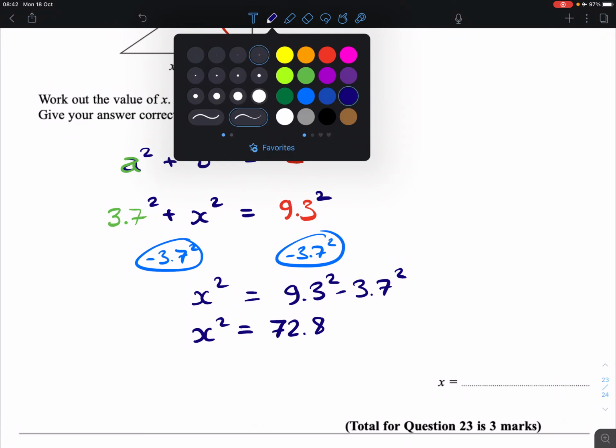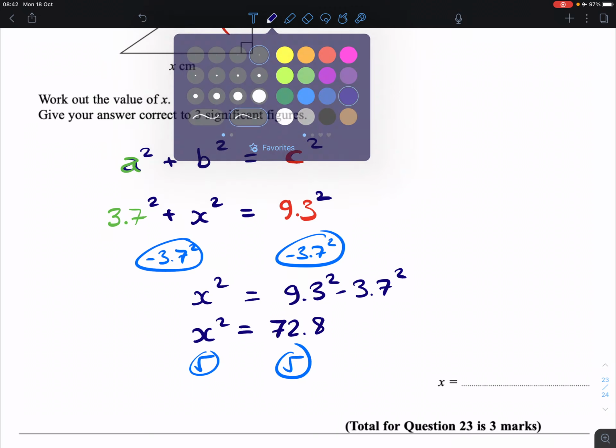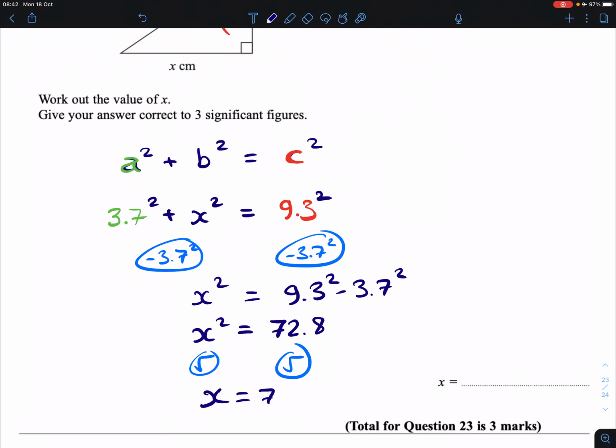And then after that, in order to get rid of the squared, we have to square root both sides. So we're going to square root that 72.8 in order to figure out what x is. And when we do that, the calculator will give us 8.53, correct to three significant figures. So 8.53 is our length.